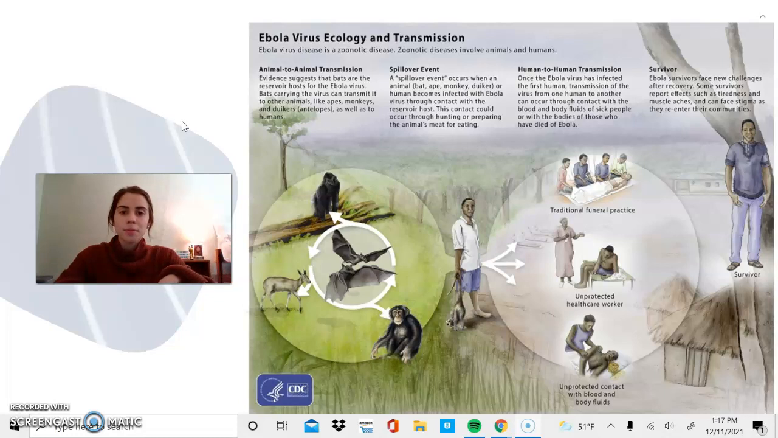On hunting trips, when a person has caught an animal and is exposed to the blood or other body fluids, that person is susceptible to contracting Ebola virus. And then that person can put others in danger because human-to-human contact, again, occurs through body fluids and blood.